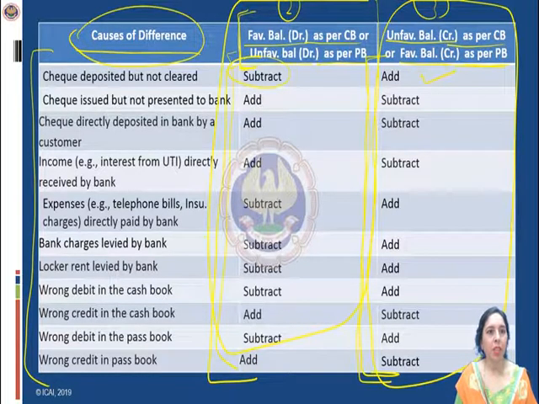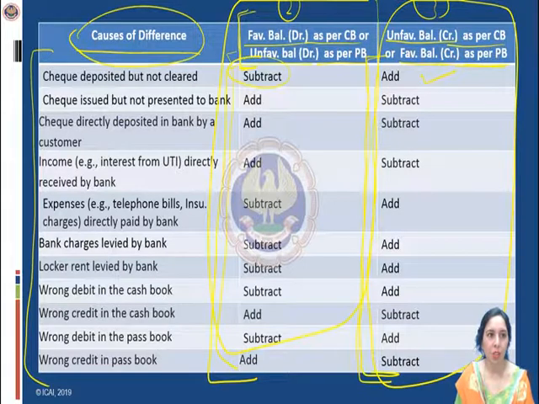Checks deposited but not cleared. In this case, we have already learned that when the entry has been made in the cash book that has not been presented to the passbook or to the bankers, then how will you give the effect? If you are starting with the favorable balance as per cash book or starting with the unfavorable balance as per passbook, this item or the amount pertaining to this transaction is to be subtracted. Whereas if you are starting with the unfavorable balance or credit balance as per cash book or favorable balance as per passbook, in that case this item is to be added.